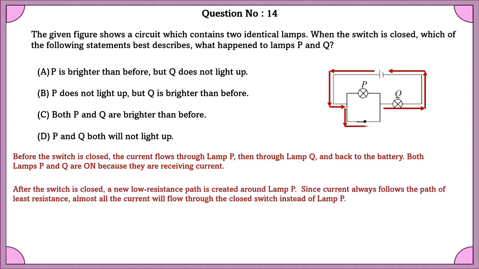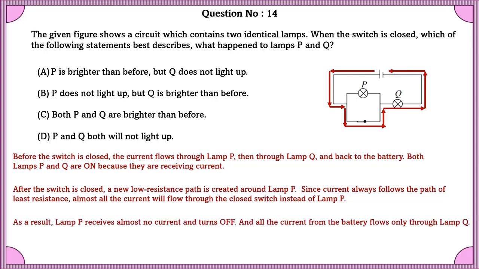After the switch is closed, a new low resistance path is created around lamp P. Since current always flows through the path of least resistance, almost all the current will flow through the closed switch instead of lamp P. As a result, lamp P will receive almost no current and turns off, and all the current from the battery flows through only lamp Q. So, lamp Q is brighter than before.